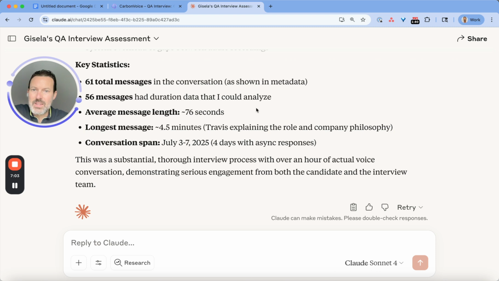We could have even asked in there, what questions did we not answer that we should have answered? Anything that we could ask an AI, we could follow up and ask in this way.